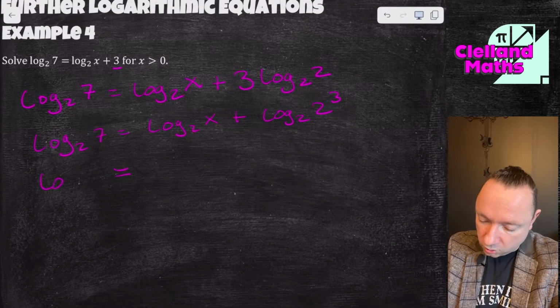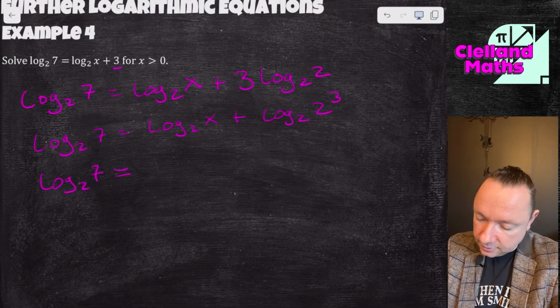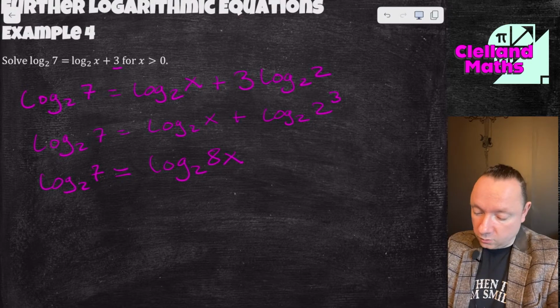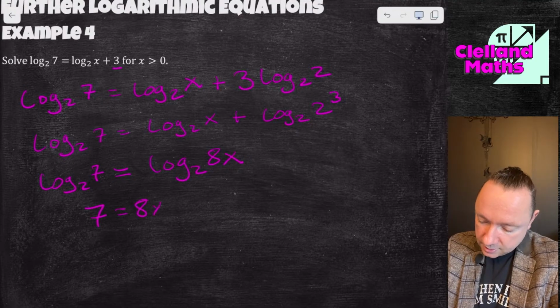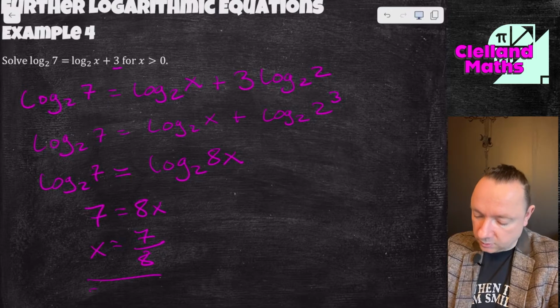Combining the logs on the right hand side, we get log base 2 of, 2 cubed is 8, 8x. Now the logs can just disappear. I've got a log of something equals a log of something, same base. So that means that 7 equals 8x. So x equals 7/8. And we're done there.